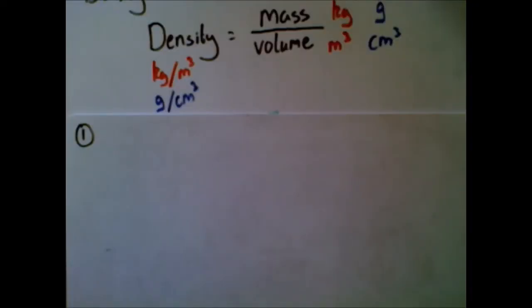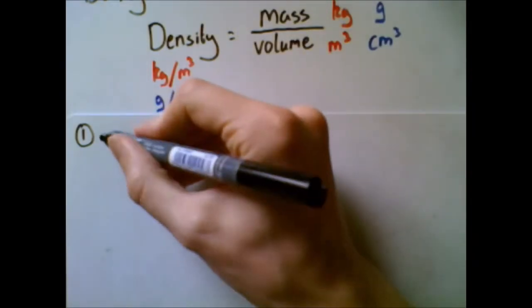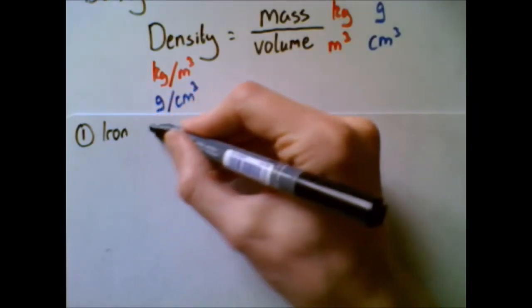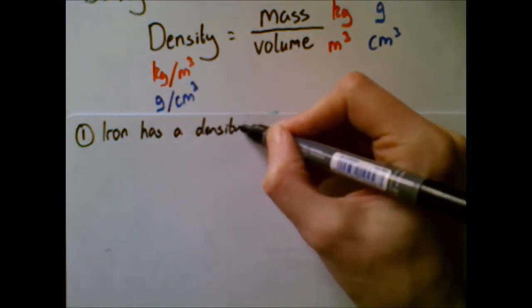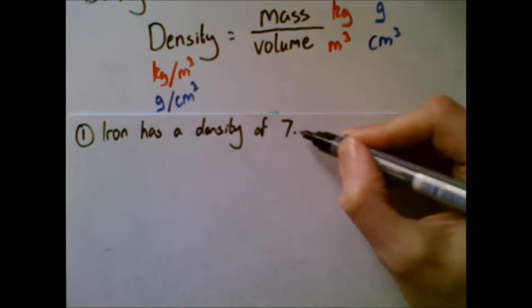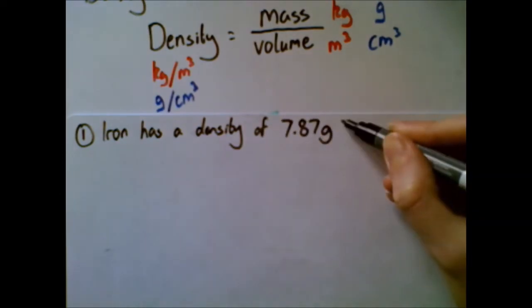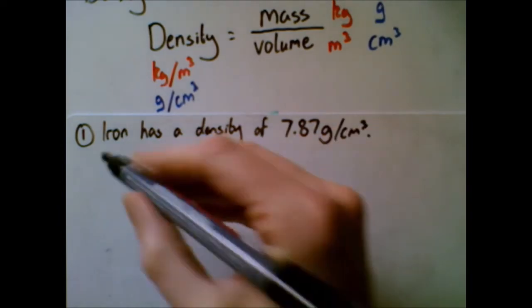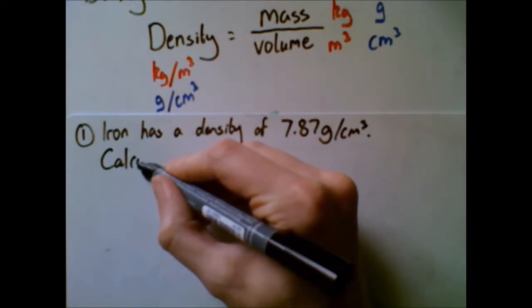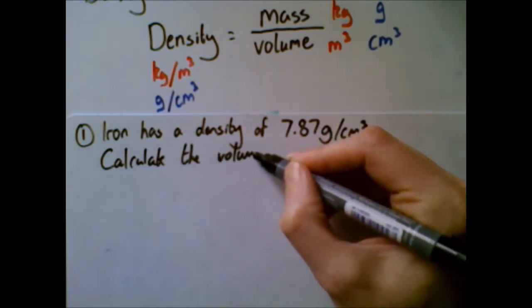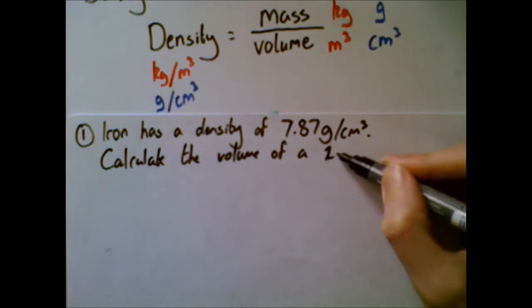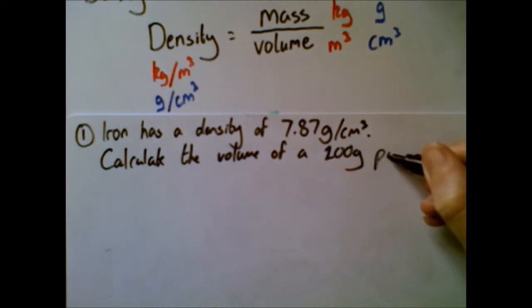All right then, let's go with example number 1. Here I'm going to tell you then that iron has a density of 7.87 grams per cubic centimetre. And I want you to calculate the volume of a 200 gram piece of iron. Okay, so there's our question.